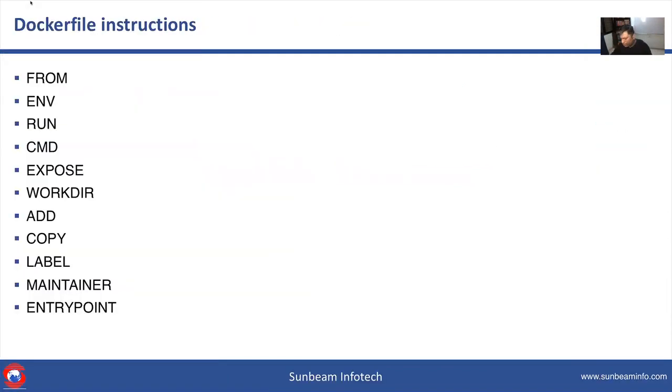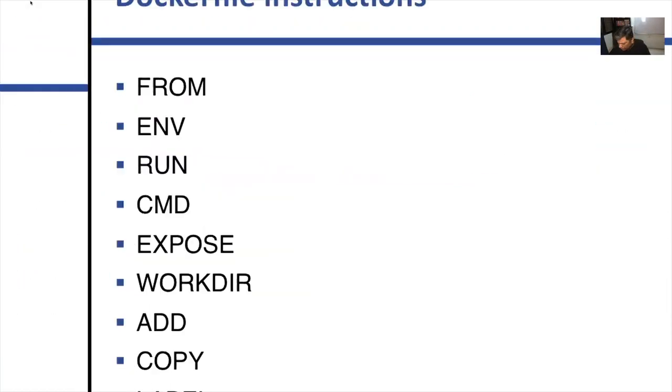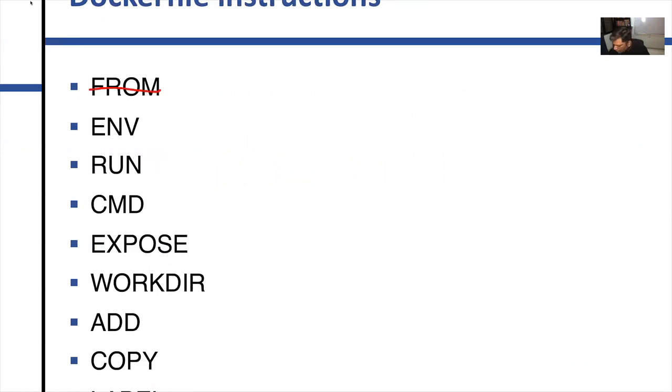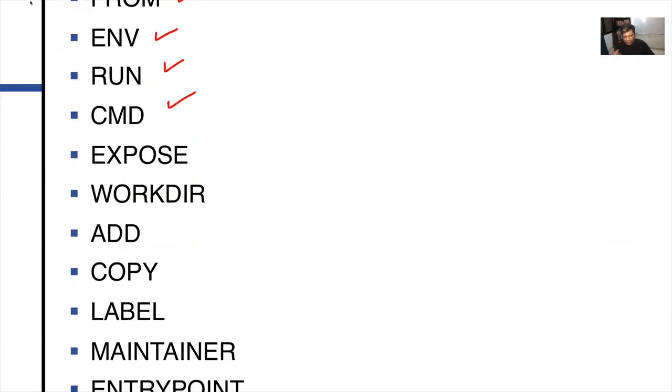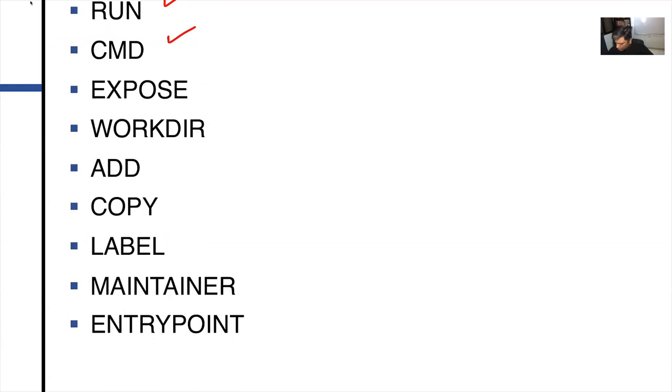There are a bunch of instructions that we have to start using. FROM is the one where we can decide the base image, ENV for environment variables, RUN for running a command inside the image while building it. CMD means when the container gets created, we want to execute this. EXPOSE is going to expose the port number. WORKDIR is where we set the directory where we are going to copy the files or put our source code.